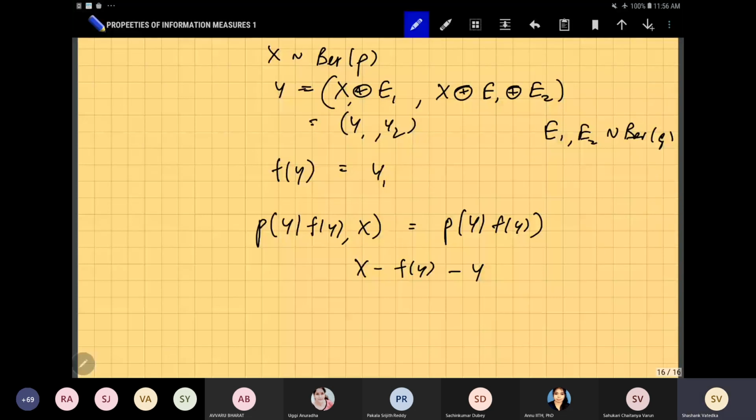Correct. And basically what we're saying is that f of y contains all the information that there is about x in y. Right? So we're sort of shrinking the space of y. We're throwing away all the information that is unnecessary. So f of y contains everything that we need to know about x, and we're also getting rid of extra baggage.